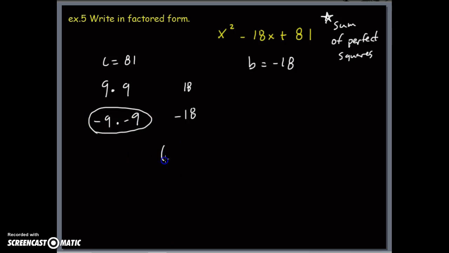So our expression here is x minus 9 and x minus 9, where we have the same exact factor. We can also write this as x minus 9, and since it's being multiplied to itself 2 times, you can just say x minus 9 squared. That's what the sum of perfect squares is.